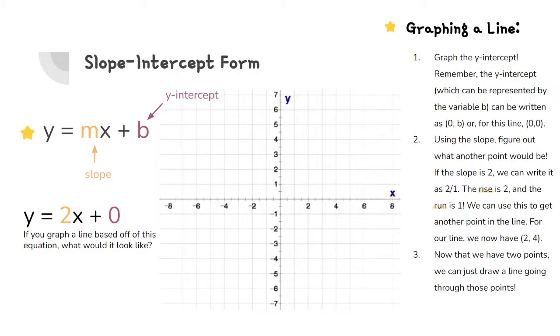Using the slope, figure out what another point would be. If the slope is 2, we can write it as 2 over 1. The rise is 2 and the run is 1. We can use this to get another point in the line. For our line, we now have (2, 4). Now that we have 2 points, we can just draw a line going through those points. We just graphed our first line, hooray!